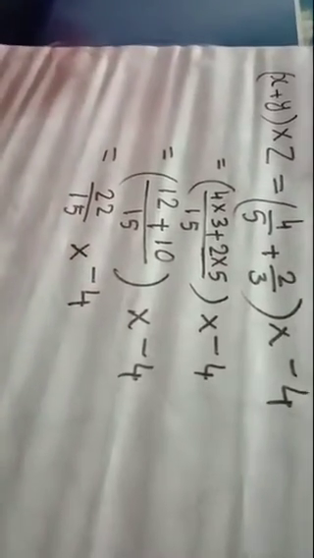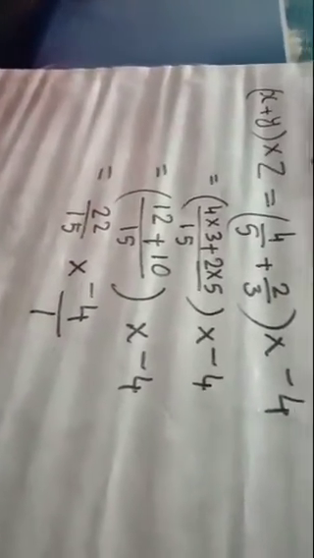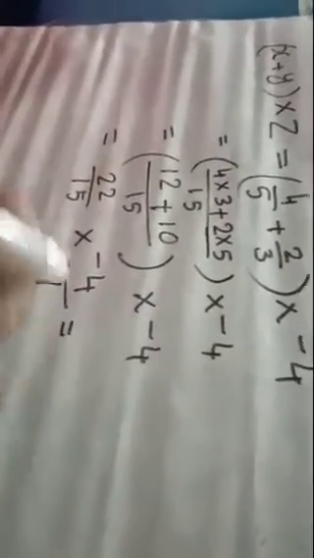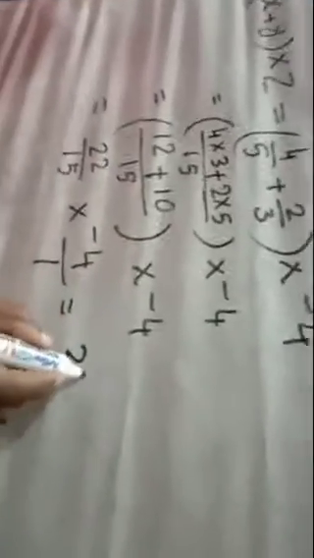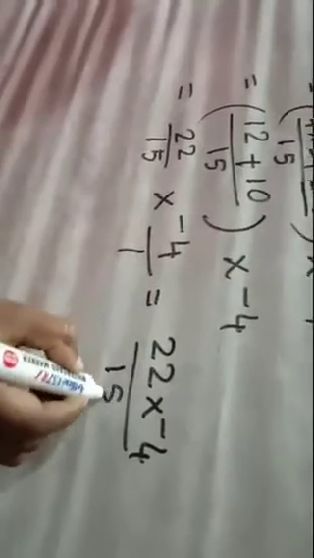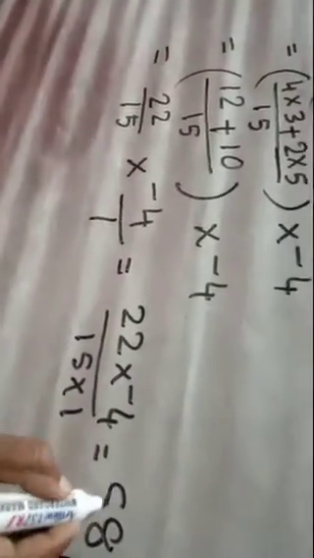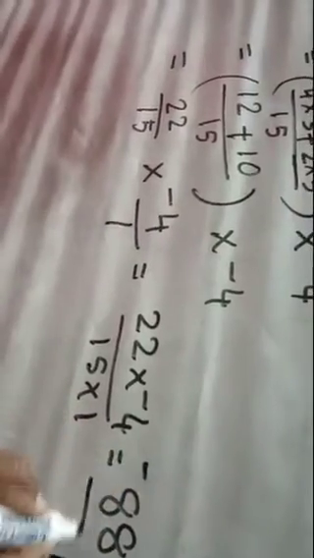Negative 4 means negative 4 by 1. So numerator into numerator, 22 into negative 4 by 15 into 1, is equal to minus 88 by 15. Again we want to check the right side.